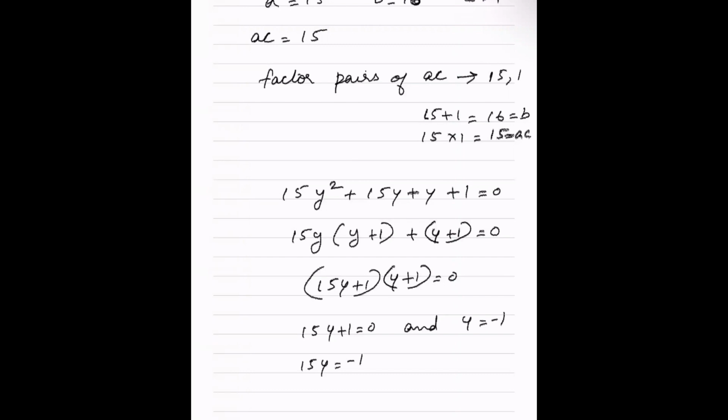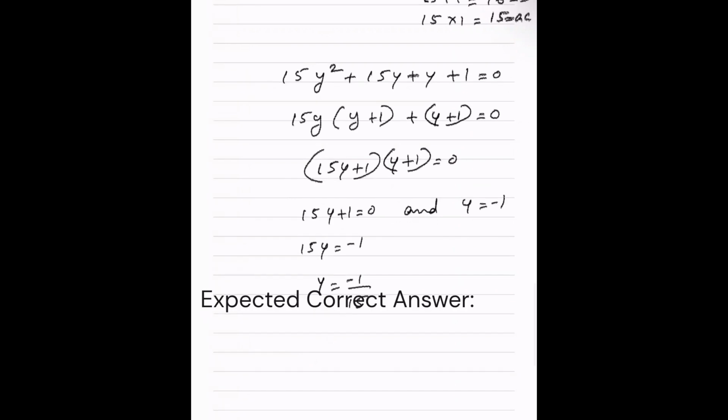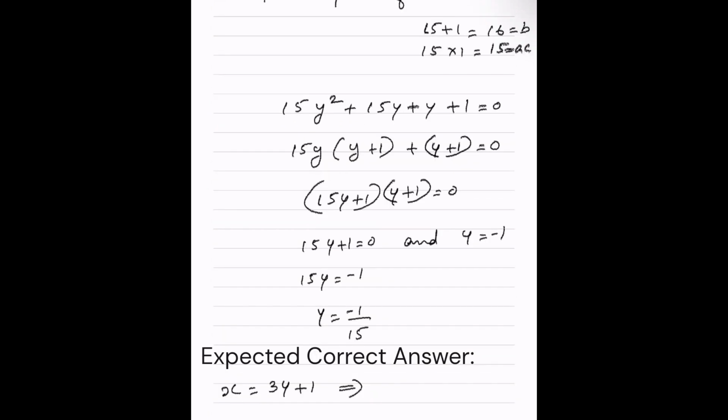So what is the y here? Y is negative 1 by 15. Okay. So in the place of y, what is it that I am supposed to write? They have given x is equal to 3y plus 1. Wherever we see 3y plus 1, just substitute it with x. And then proceed. Instead, I did not do that.